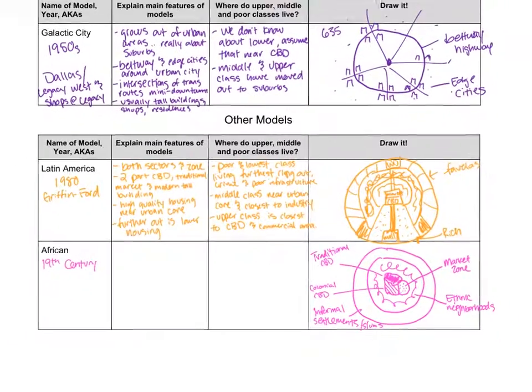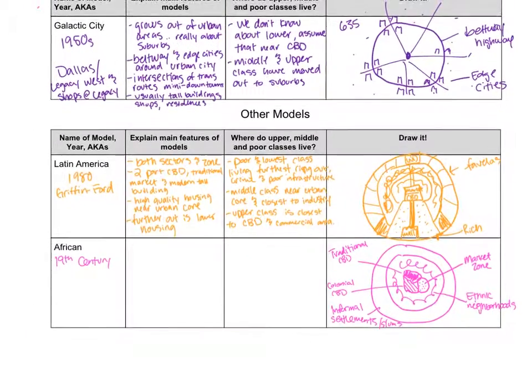If we are filling out our notes over here, the big idea here is going to be that European colonization really affected this model. Okay, so we know that it set up a separate CBD. Okay, so it's really important to know here, we have traditional and colonial CBDs because of that.